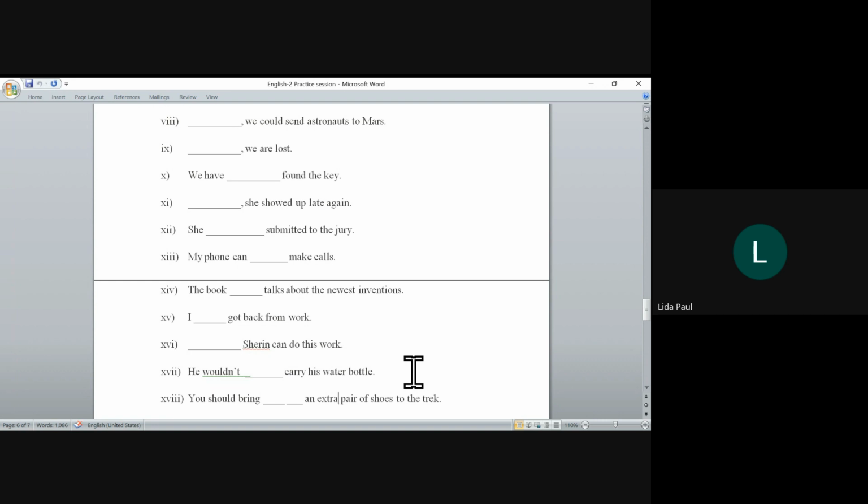Did you say anything? No, I just gave an option, like completely. The book completely talks about. Maybe. Okay, book completely. Or yeah, any other adverb, anything that can fit there properly would be okay.